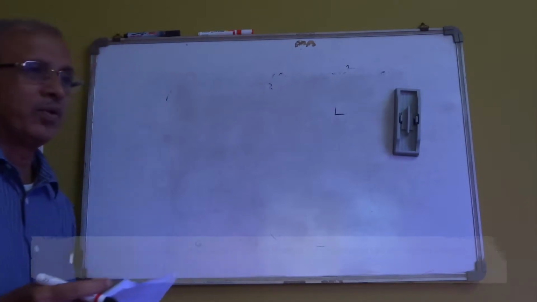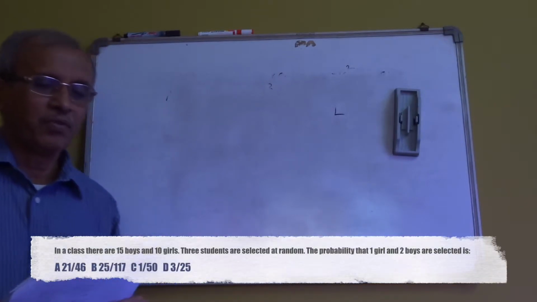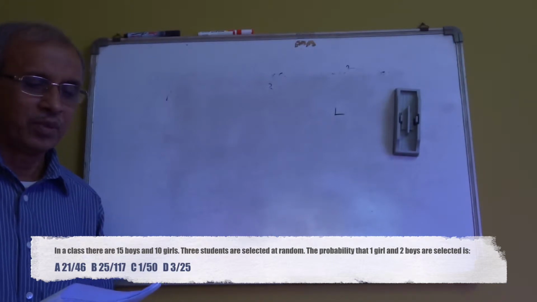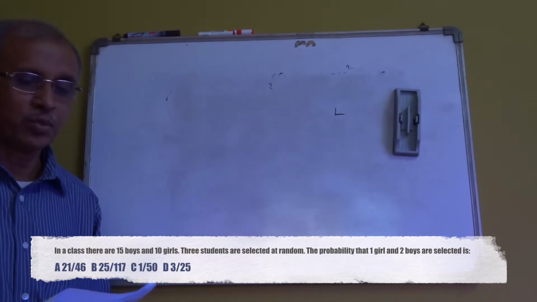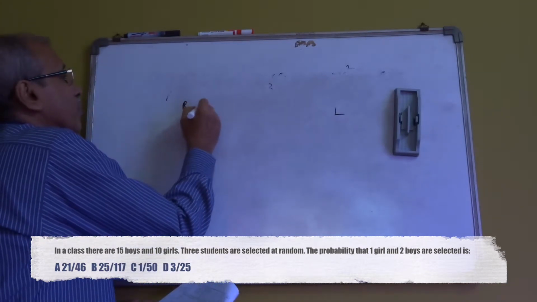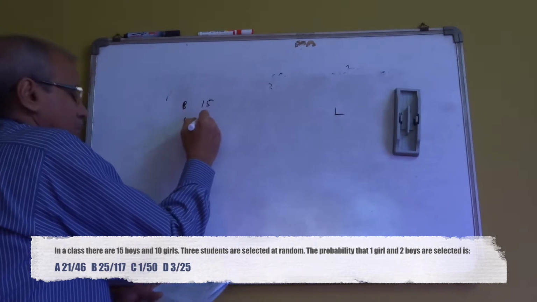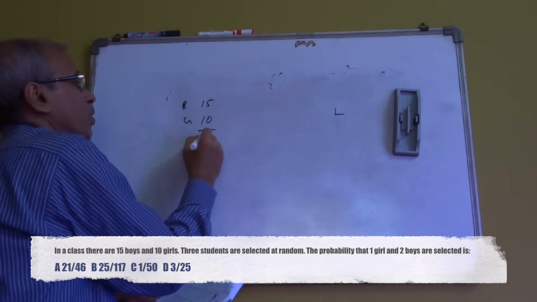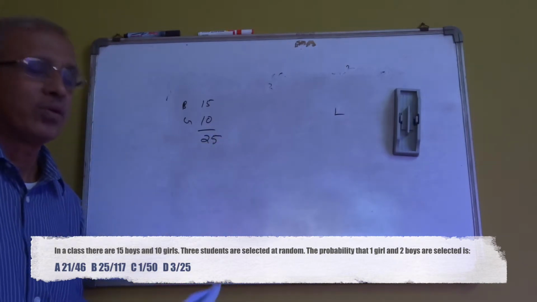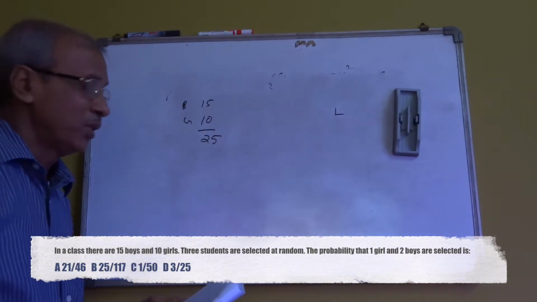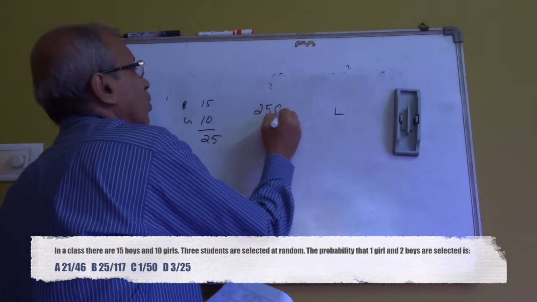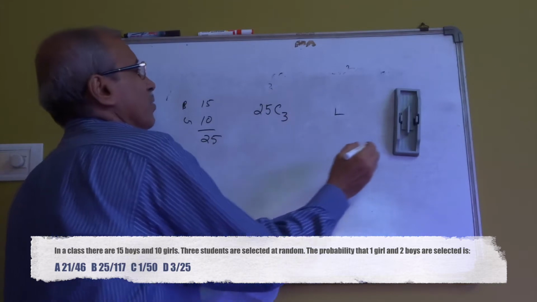One more problem we will do. In a class, there are 15 boys and 10 girls. 3 students are selected at random. The probability that 1 girl and 2 boys are selected. Boys are 15, girls are 10, so the total is 25. You have to select how many? You have to select 3 students. So selecting from 25, the total possibility is 25 C3.